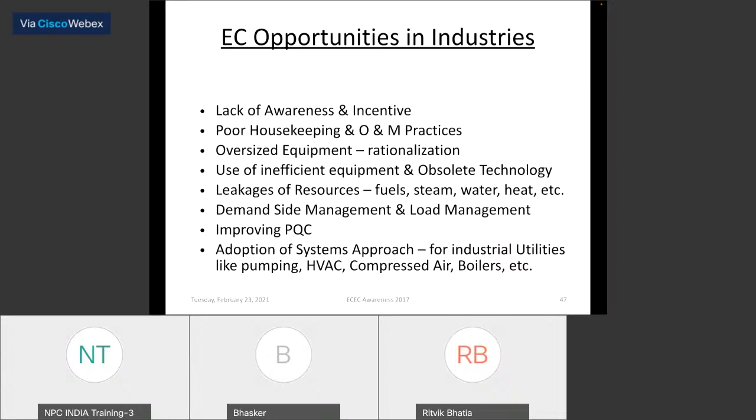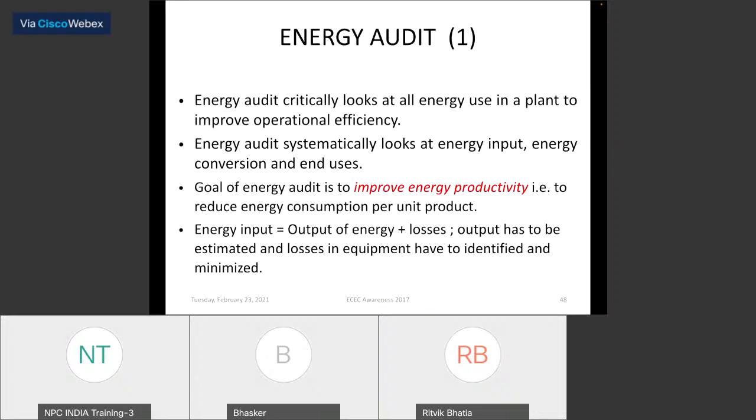Use of inefficient equipment and obsolete, old technology, you should throw it away. The leakage of resources like fuel, steam, water, heat, etc., you will have to see that the leakage is stopped. And demand side management and load management is a criterion for everybody. Improving the PQC, power quality of supply, and adoption of a systems approach for industrial utilities like HVAC, compressed air, boilers, etc.